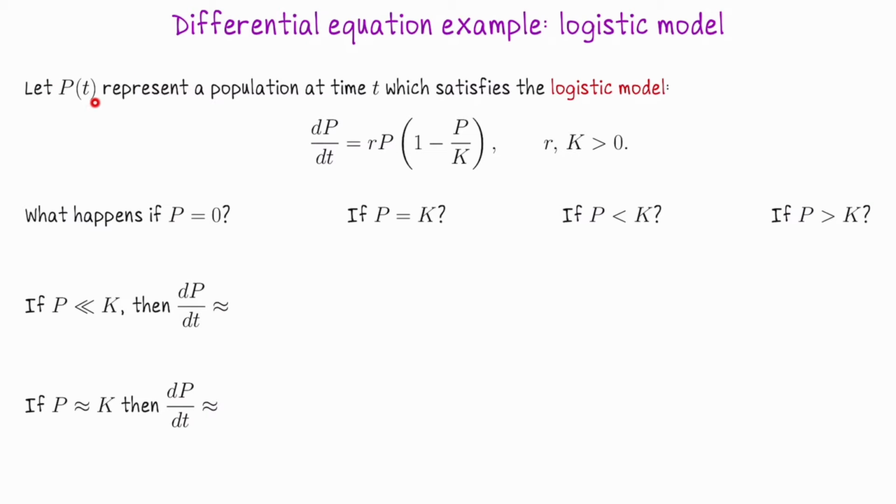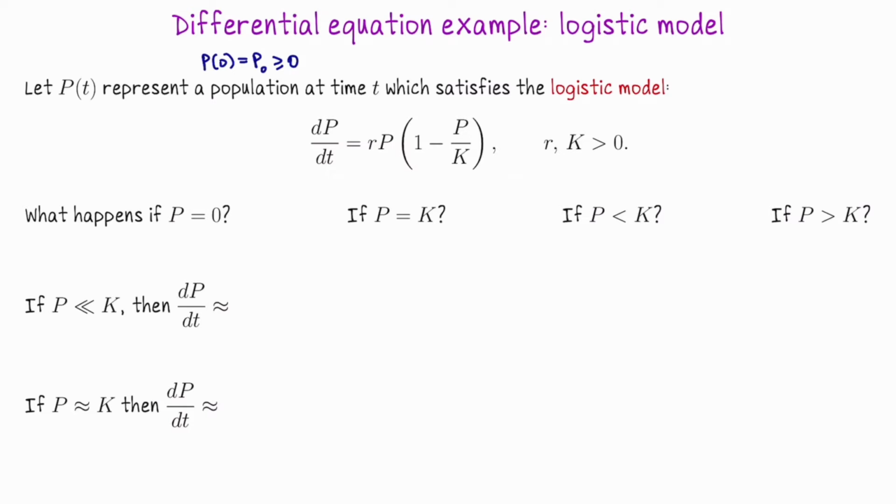Okay, so let P of t represent a population at time t that satisfies this equation, dP/dt equals r times P times the quantity 1 minus P divided by K. Here, r and K are parameters greater than 0. And whereas mathematically you could find a solution to this differential equation which is negative, since we're talking about population, we're going to assume that our starting population, P of 0, which I'll denote by P naught, is greater than or equal to 0.